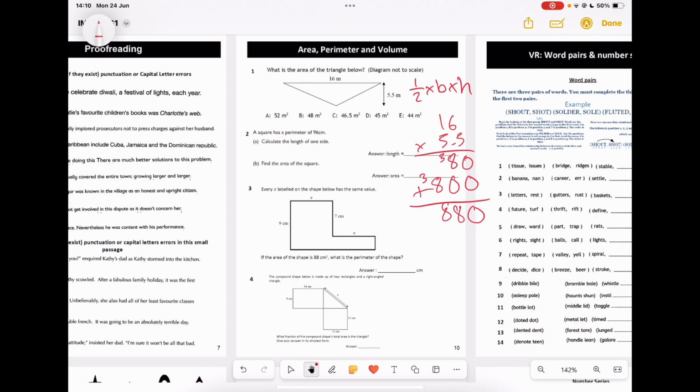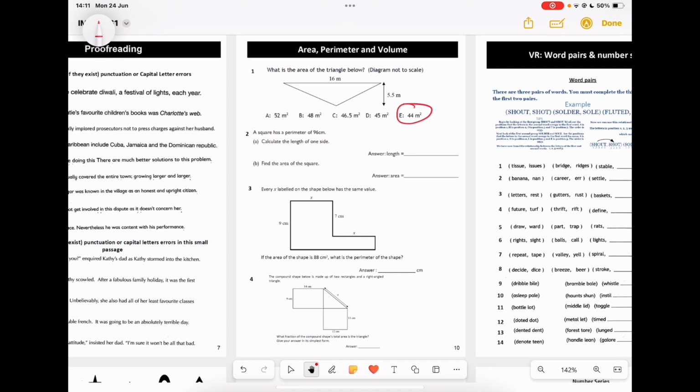First we add on the decimal place. So it will be 88, and then we halve it. So we take 88, divide it by 2. So it will be 44, which leaves our answer as E. But before that, I'll just clear out the space. The answer to question 1 is E, because we do half times the base of the triangle times by the height. Next is question 2.